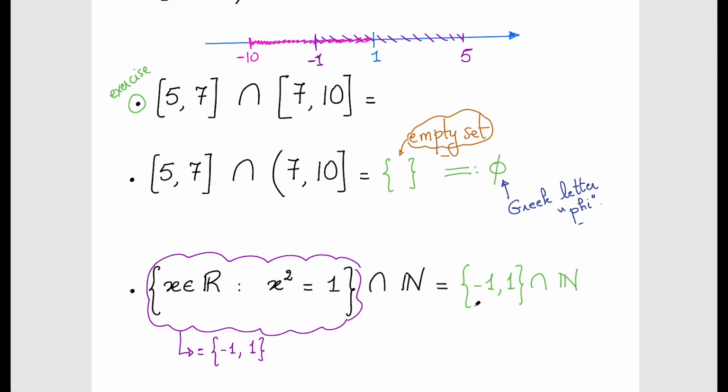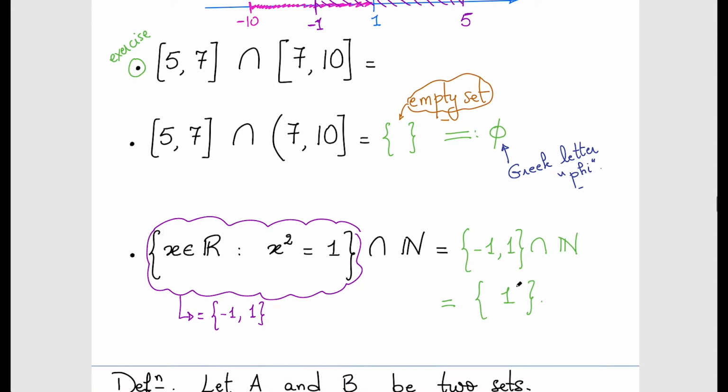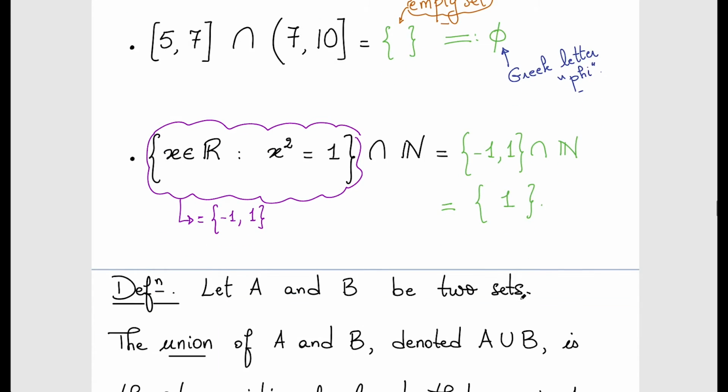Now it's better. What's the intersection between this doubleton and the set of natural numbers? Well, -1 is not in the natural numbers, but 1 is a natural number. So what's the intersection then? It's just the set consisting of just 1, right? Correct? So again, intersection means I'm looking at elements that belong here and here at the same time. The only guy that's here and here at the same time is 1. Okay? Alright.